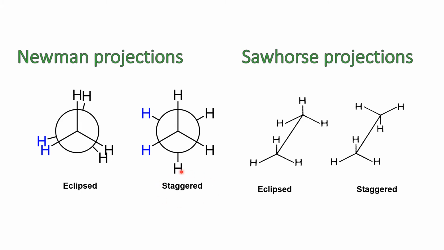Now the same thing can be depicted in the Sawhorse projection. Here we observe that the front carbon and the back carbon are both shown as a point of intersection of this Y, and here we observe it from the side. So we are able to observe the bond connecting these two carbons, which was not possible over here, where we were observing it straight on. Because in the Sawhorse projection we are observing from the side, we are able to see the bond connecting the two carbons. But this bond is drawn quite exaggerated compared to its original length.